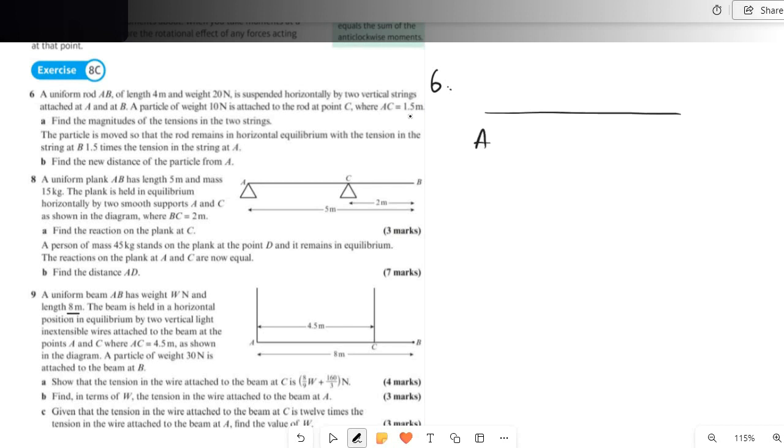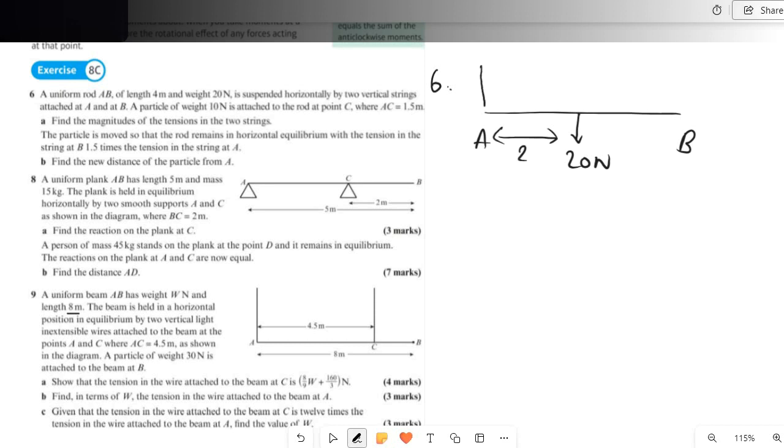So this is going to be AB, which is uniform, meaning that the center of gravity will be exactly at its midpoint, which is 20 newtons. And since it is 4 meters, then we can say that this distance is going to be 2 meters and this will be 2 meters as well.